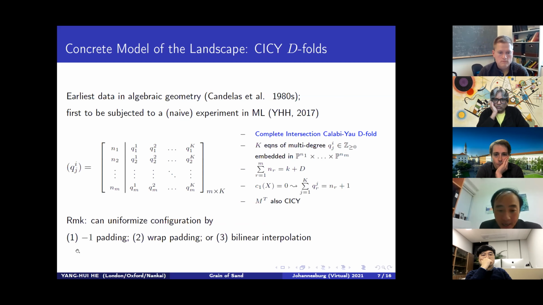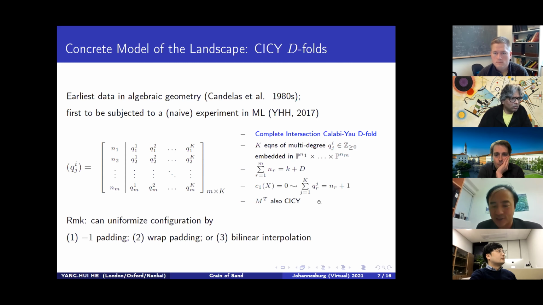make it uniform. And we've tried all three, and it's kind of interesting to see that these three have given roughly the same kind of behavior. And I like this bilinear interpolation idea, which Shailesh originally suggested, because back in the day I was doing -1 padding, but you could bias it by picking out favorable ones in which h11 is the same as the number of columns. But if you do this bilinear interpolation, it smears out and that information is completely lost.